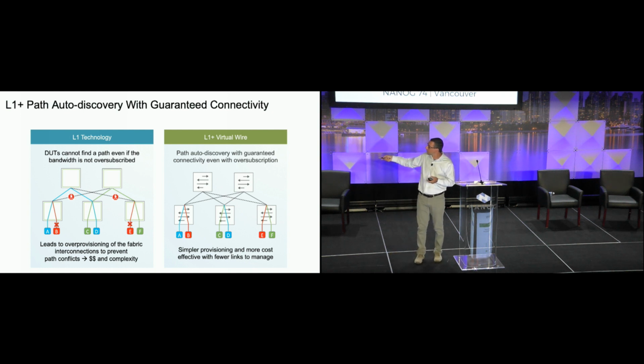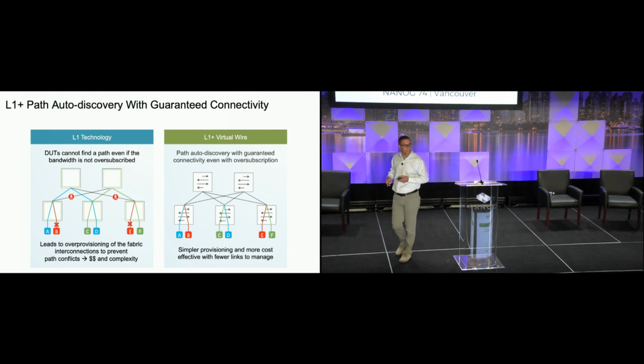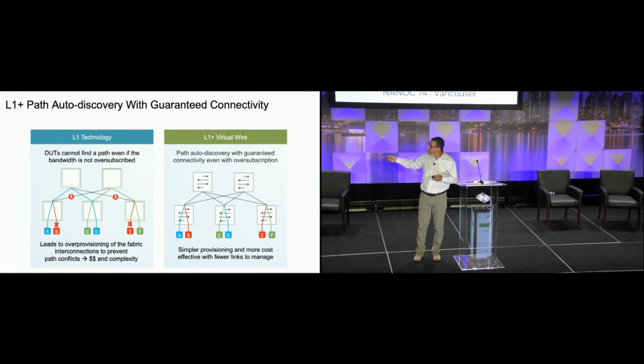You just say that you want to connect port A to port E, port C to port F. Any combination is fair game. You let IP then do the job for you. It's extremely more efficient and extremely simpler in the end and lower cost to implement because now you can leverage that. You don't need to over-provision to avoid, let's say, path conflicts.